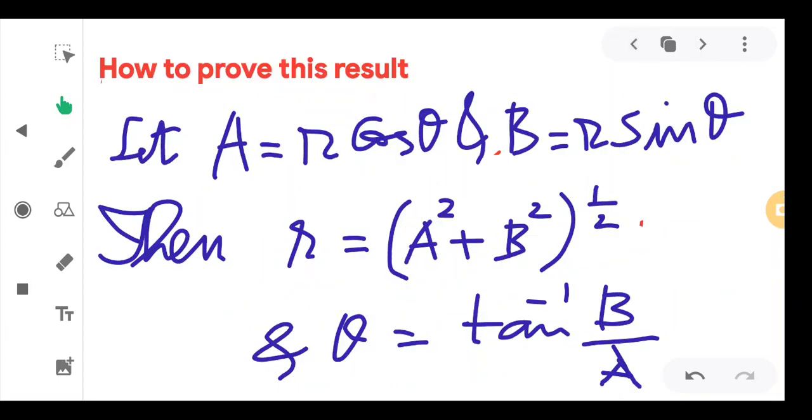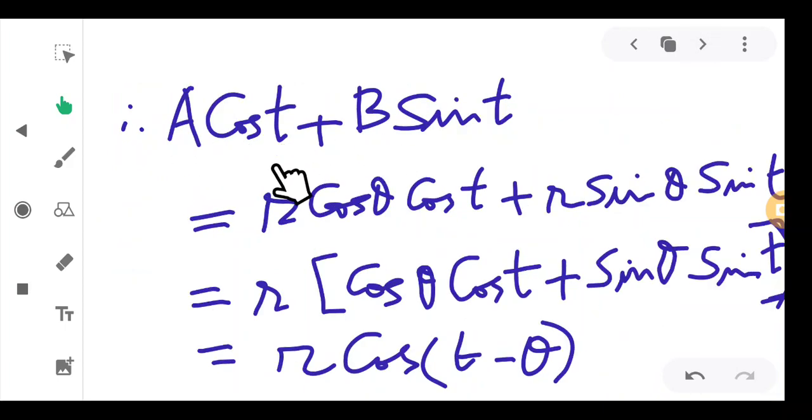So remember these two formulas. When you put a as r cos theta and b as r sin theta, r will be calculated in terms of a and b like this, and theta will be calculated in terms of a and b like this. Now this is the expression we have to simplify. This a is replaced by r cos theta and b is replaced by r sin theta. R is common, and r comes outside. Then inside you will have cos theta cos t plus sin theta sin t. Cos a cos b plus sin a sin b, you know it is cos of a minus b. So here I take t as a and theta as b. So it is cos of t minus theta.